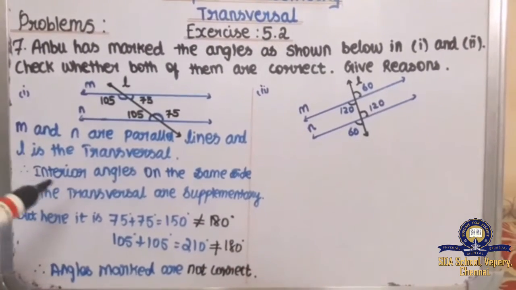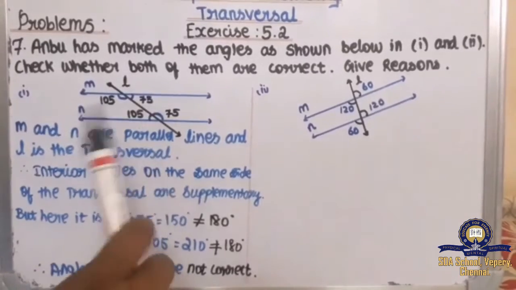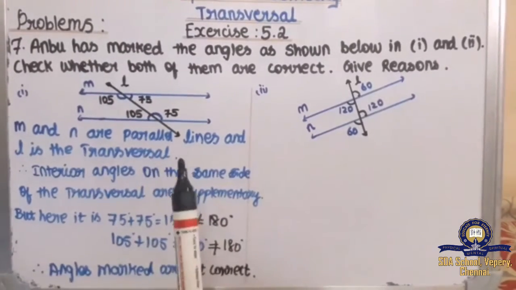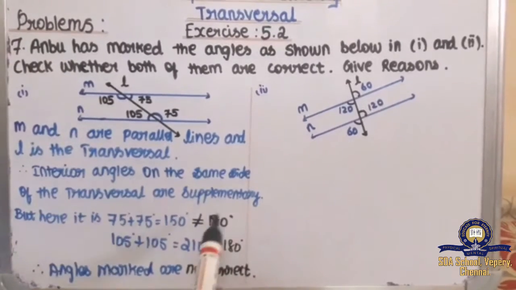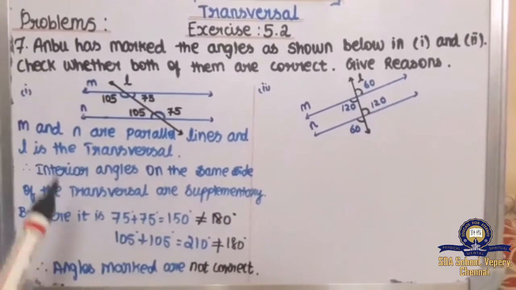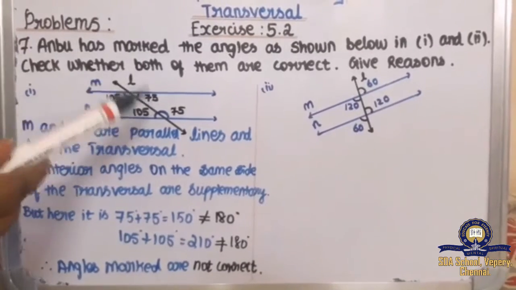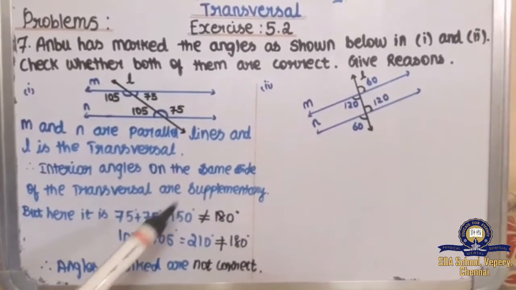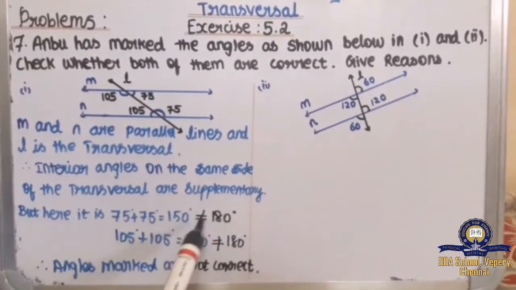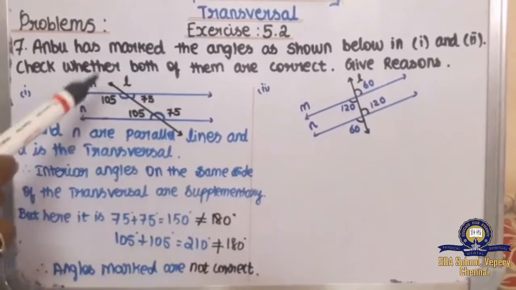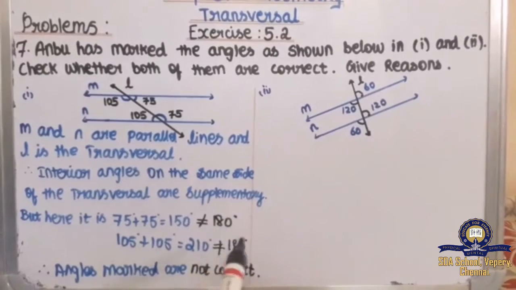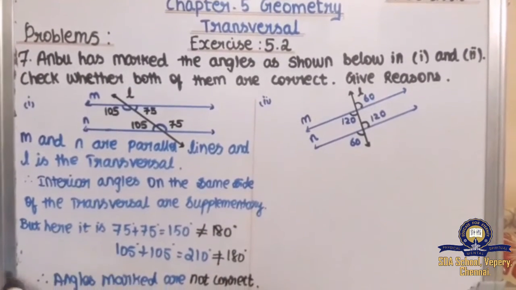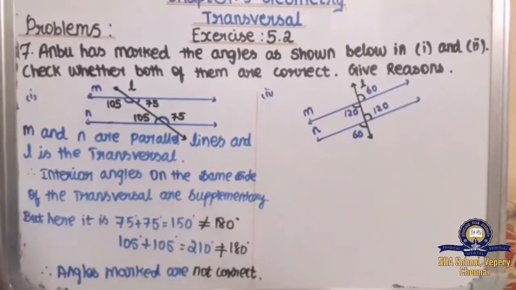We need to say that the transversals of the same side are supplementary, which means when we add the two values, we need to get the answer 180 degrees. But here, when we add the two values like 75 plus 75, we get 150 degrees. It is not equal to 180 degrees. And 105 plus 105, we add, it gives 210 degrees. It is also not equal to 180 degrees. Therefore, the angles marked are not correct.